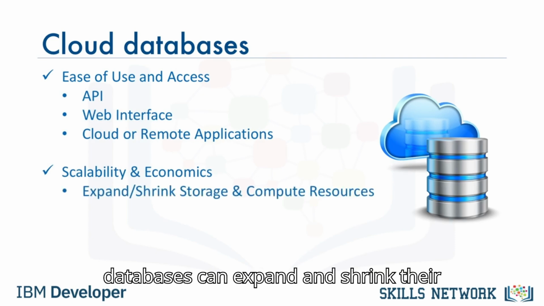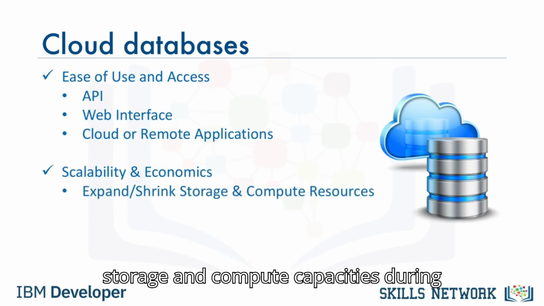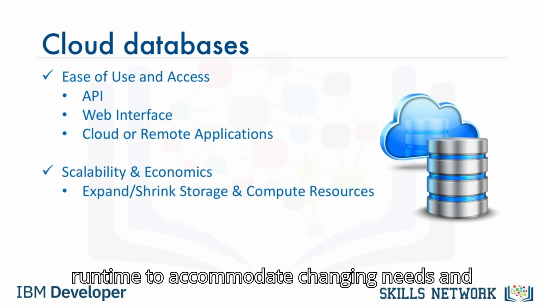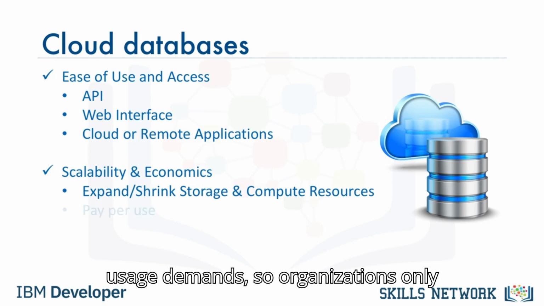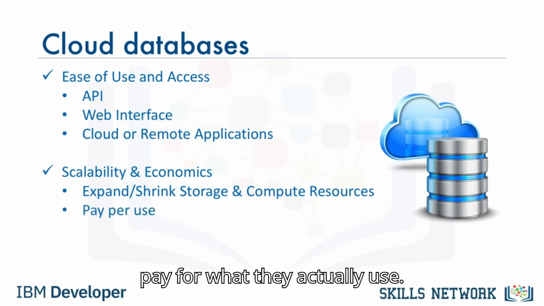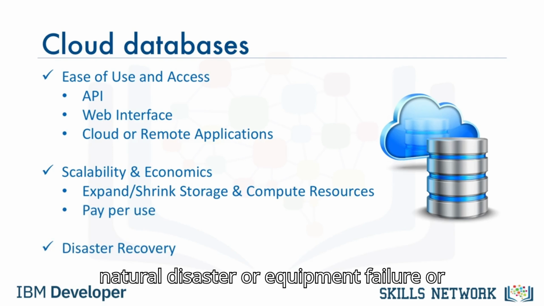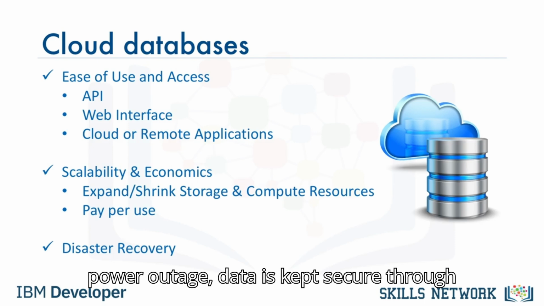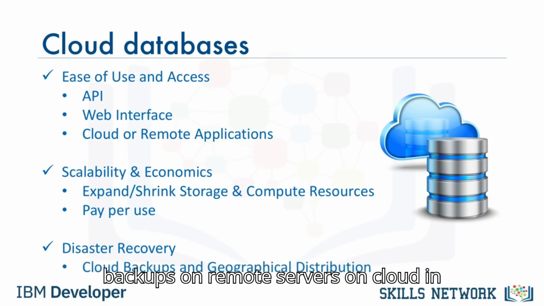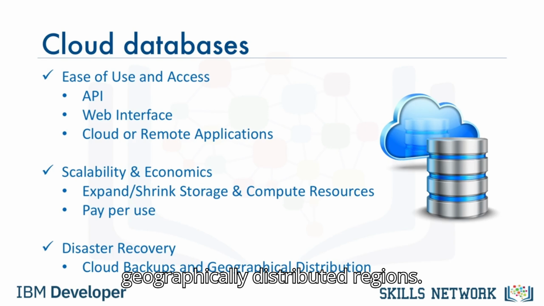Scalability. Cloud databases can expand and shrink their storage and compute capacities during runtime to accommodate changing needs and usage demands, so organizations only pay for what they actually use. Disaster recovery. In the event of a natural disaster or equipment failure or power outage, data is kept secure through backups on remote servers on cloud in geographically distributed regions.